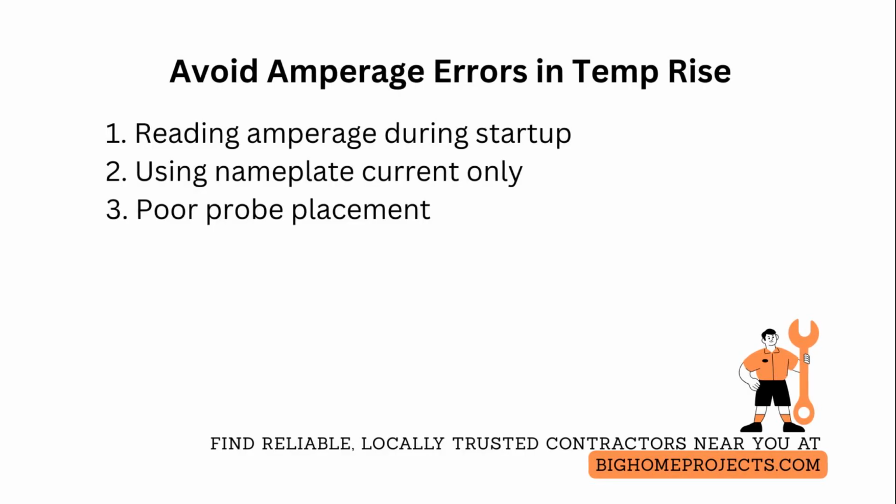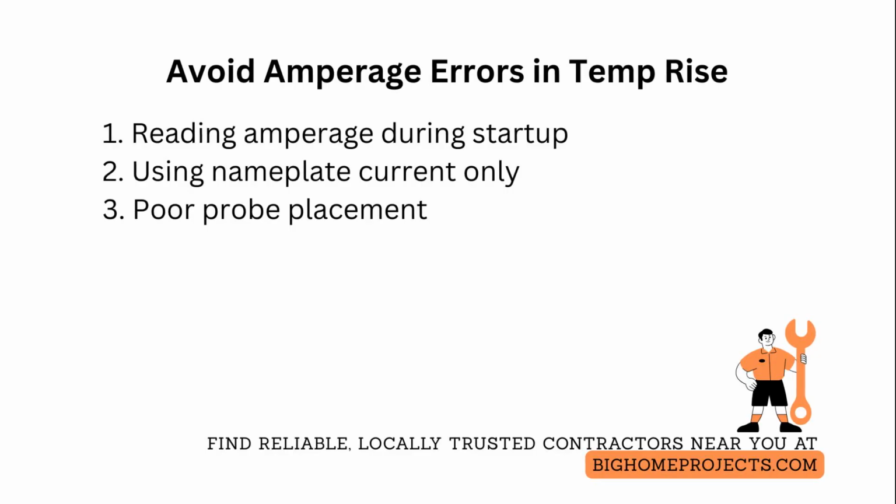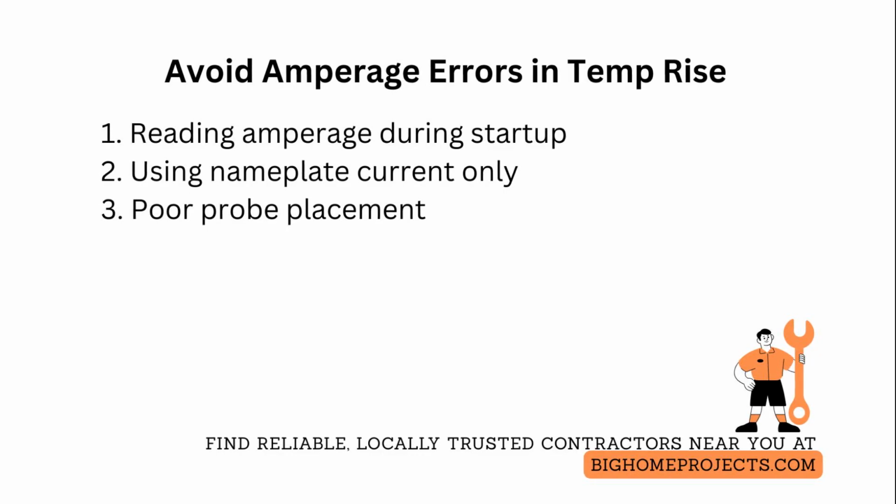One of the top 3 issues is using nameplate current without measuring real-time voltage and power factor, causing heater wattage miscalculation. Fix this by measuring both amperage and voltage and applying power factor or using true power measurements to get heater watts.